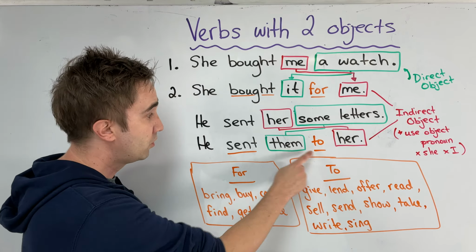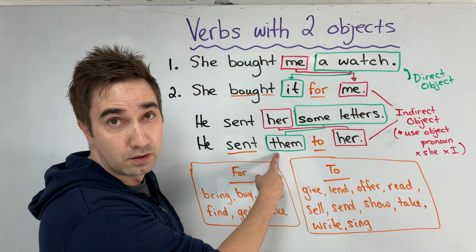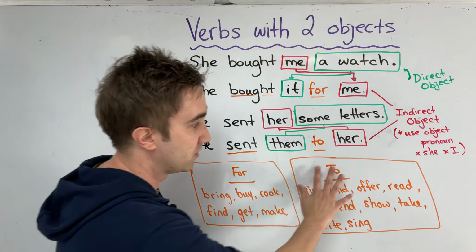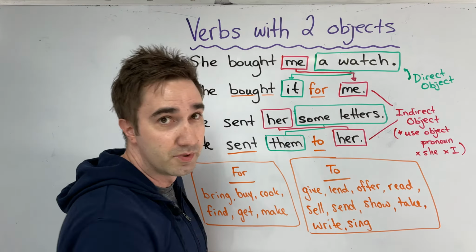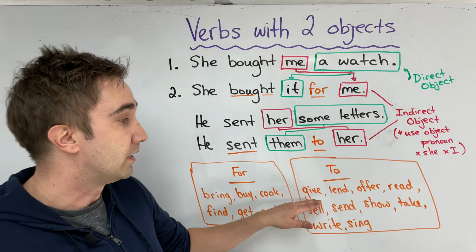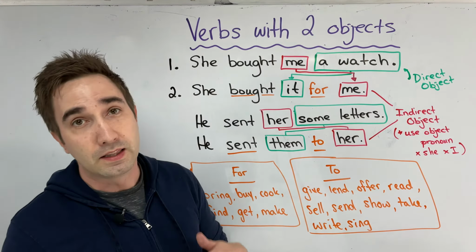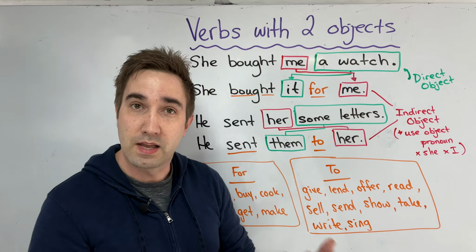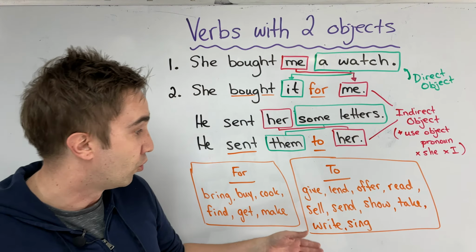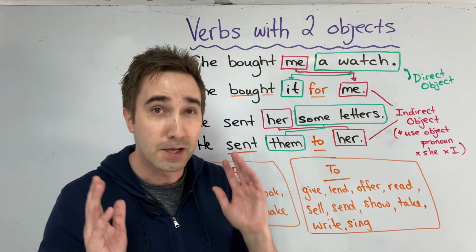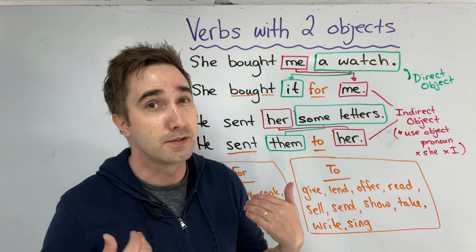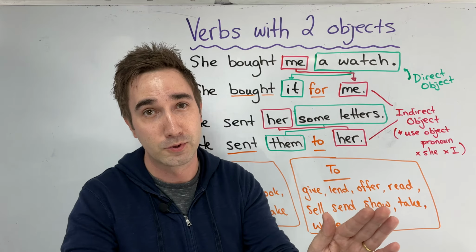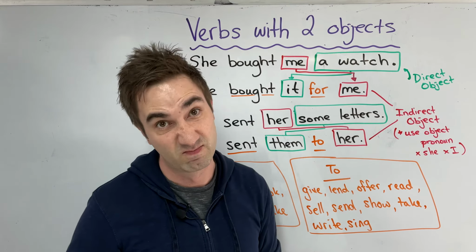And why to? We send something to somebody. You can see here are some other verbs that we use with to. I give something to somebody. I lend something to somebody. Offer, read, sell, send, show, take, write, and yes, even sing. I can sing something to you, but you don't want that. So make sure I don't do that ever, because it would be terrible.